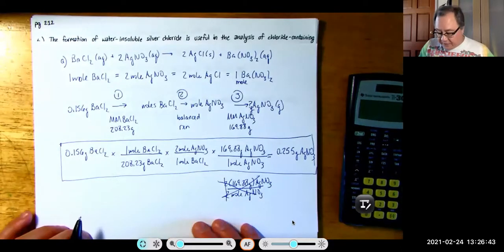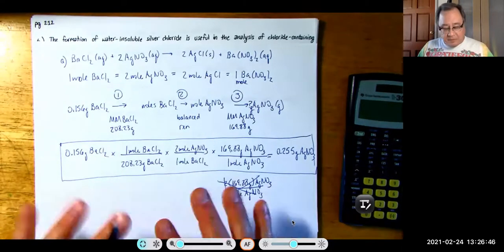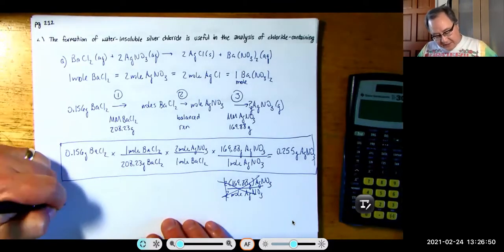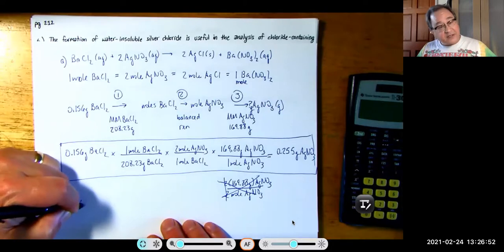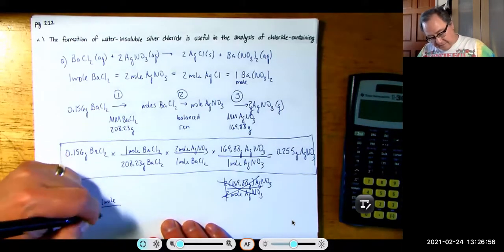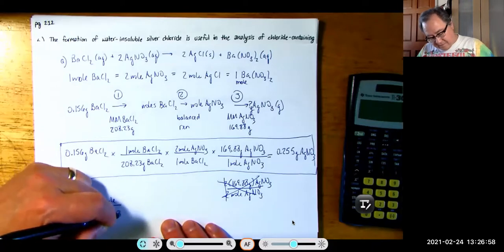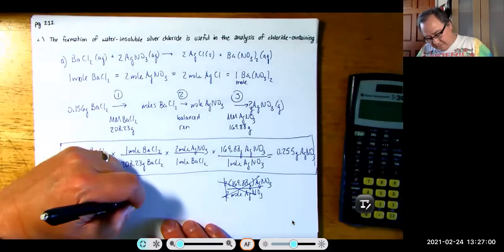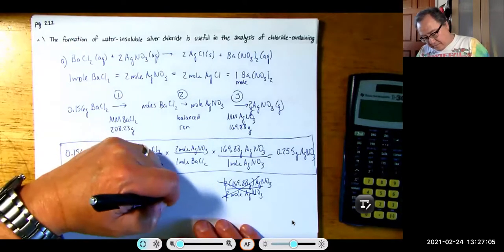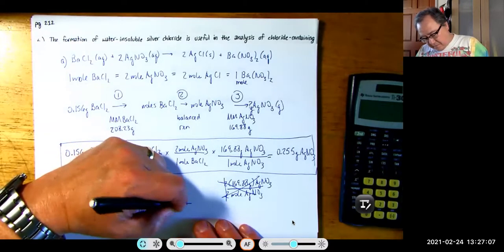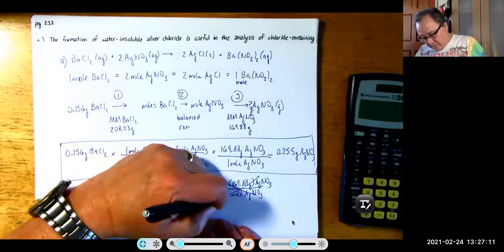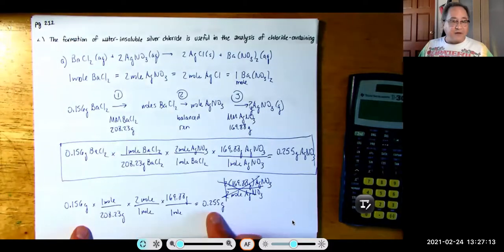You would not break it up into 3 problems. It would just be 1 problem with 3 conversion factors. This would be the correct number. So you can see we get 0.255 grams.